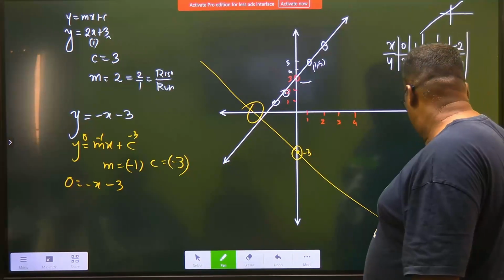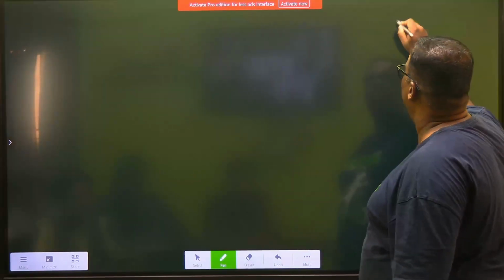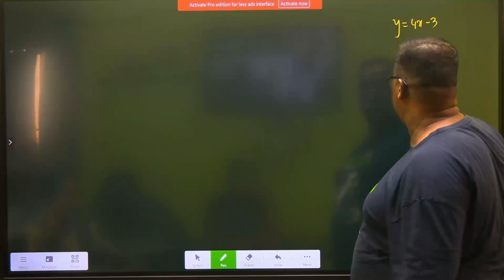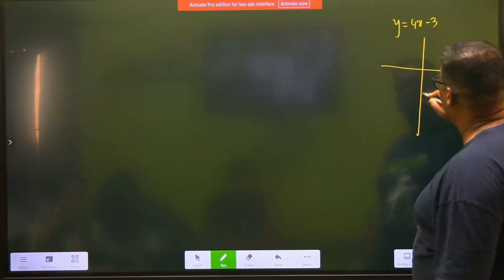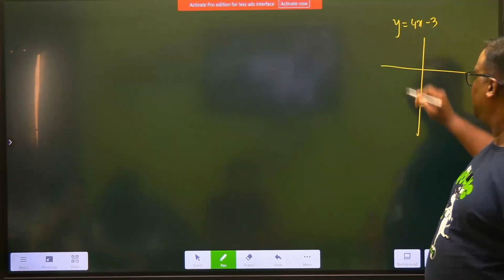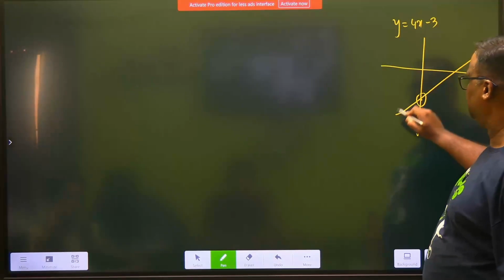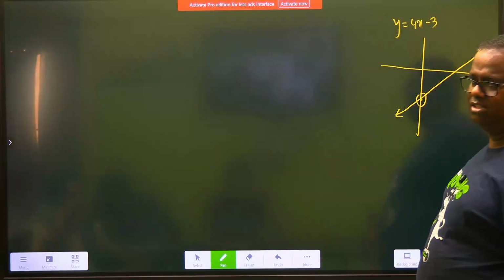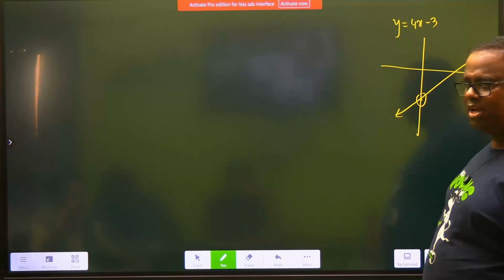How to test it? I will take one sundry equation, y equal to 4x minus 3. As per our sir, this line should pass through minus 3 and has a slope value positive. That means this line should be something like this. I'm able to predict. समझ में आ रहा है?